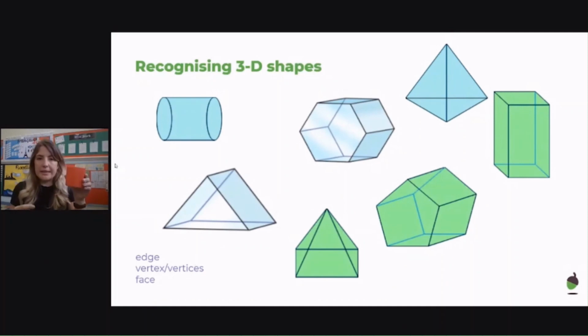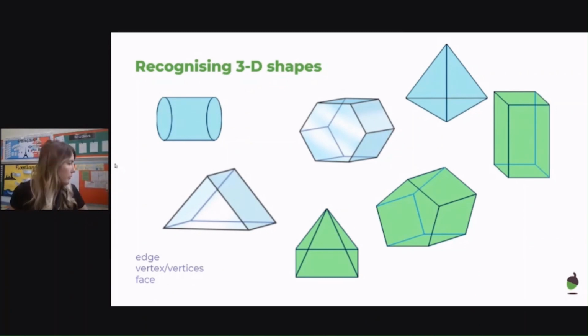So I'm starting off with my cylinder. It's like a tin of beans, and I'll think about, okay, first of all, how many faces does it have? Well, it's got 1, 2 flat circular faces, but it also has 1 curved face, so it's got 3 faces. Then I look at the edges, and that's got 1, 2 curved edges, but a cylinder does not have any vertices. So that's one worth noting. That's an unusual 3D shape.